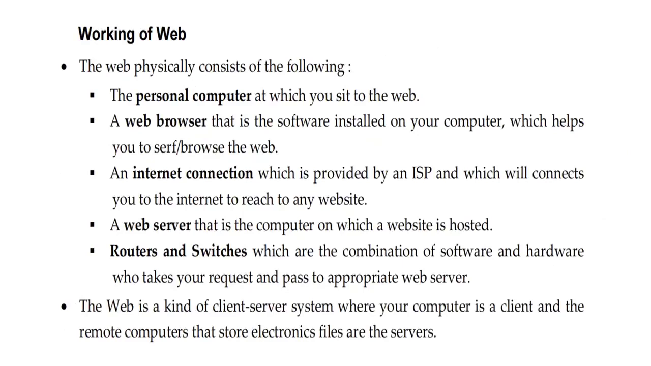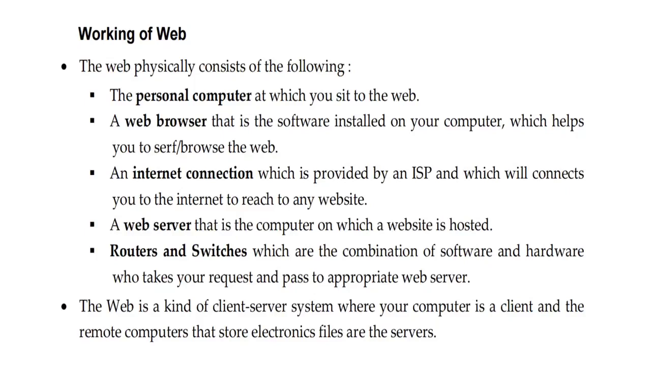Working of web consists of 4 to 5 nodes, that is personal computer, web browser, internet connection, web server, routers, and switches. Personal computer is where you work or interact with the web, that is, the client side is the personal computer. Web browser is the software installed on your computer that helps you surf or browse the web. An internet connection is provided by an ISP as usual, which will connect you to the internet to reach any website. And web server is the computer that hosts the website. Routers and switches are a combination of software and hardware that take your request and pass it to the appropriate web server.